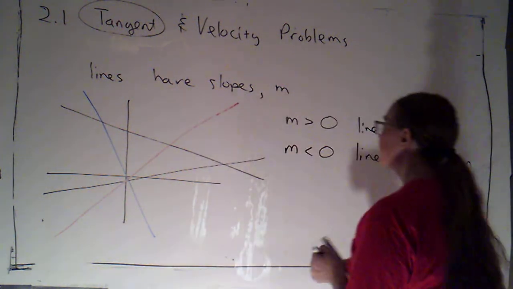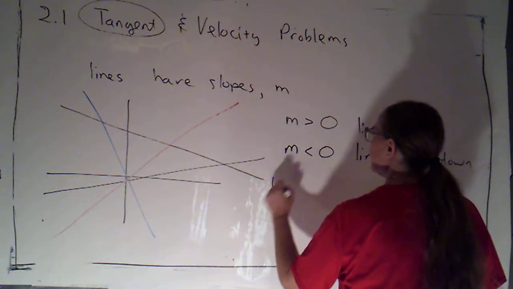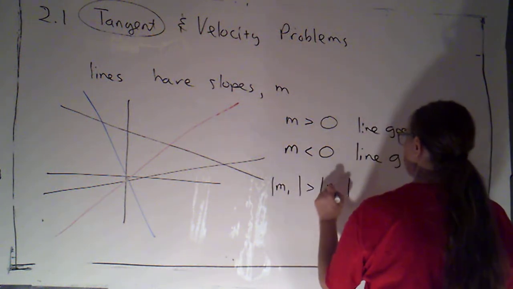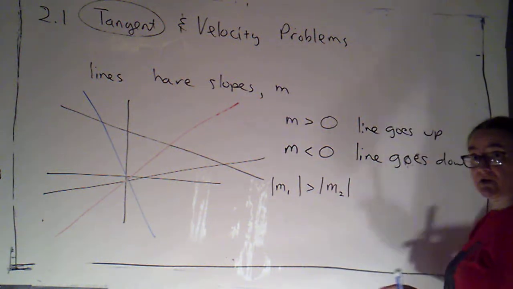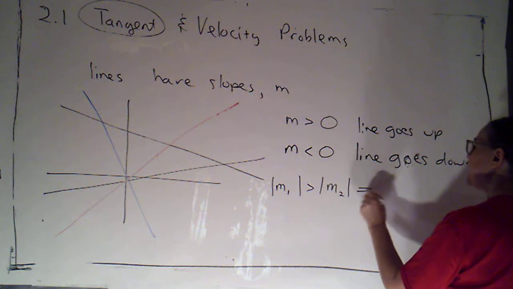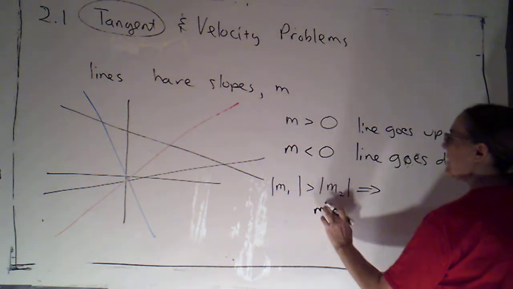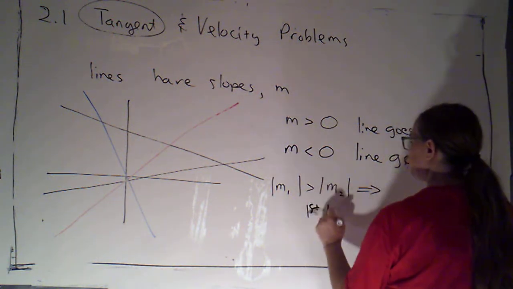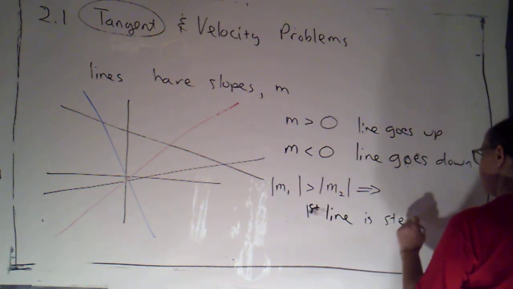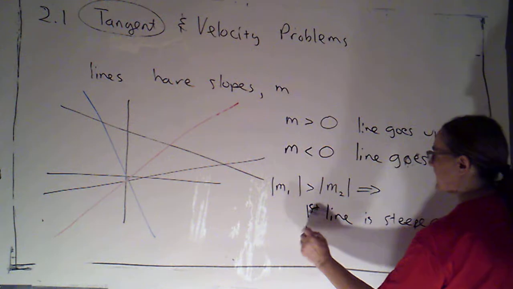So the rule with steepness is that if the absolute value of m1 is bigger than the absolute value of m2, here I'm just using m1 and m2 to represent two slopes, what that means is that line m1, the first line, that has m1 as its slope is steeper than the second.